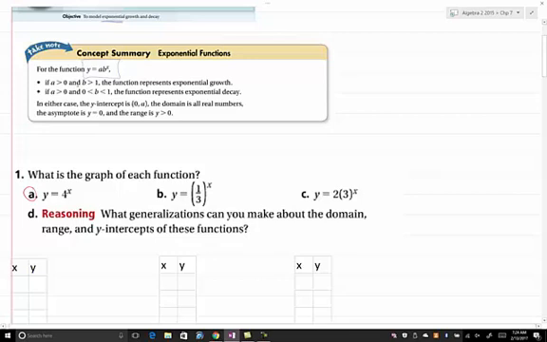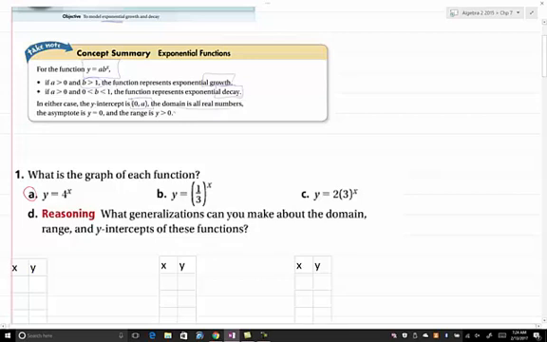If a is greater than 0, which we always want for exponential, and b is greater than 1, then we're talking about a growth. The big thing there is b is greater than 1. If a is greater than 0, and b is less than 1 but still positive, then it's decay. It's that simple. In either case, the y-intercept is (0, a), that first value.